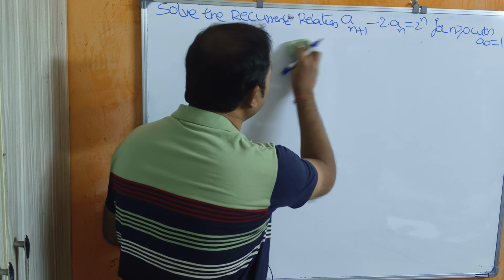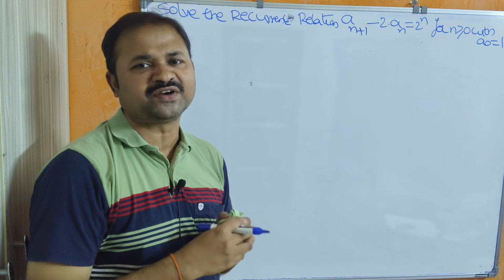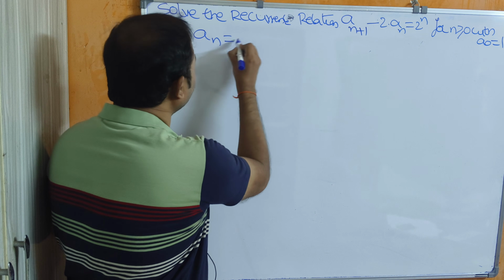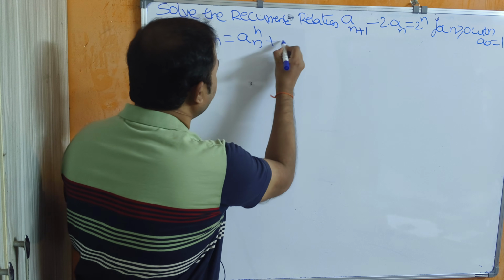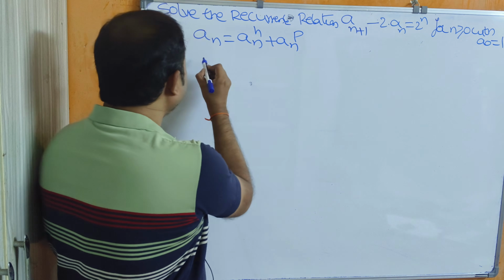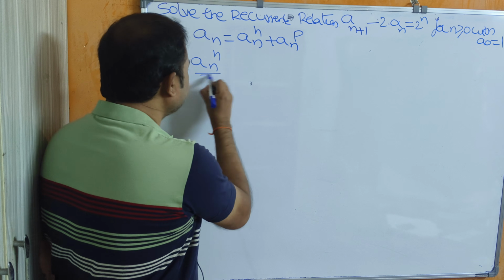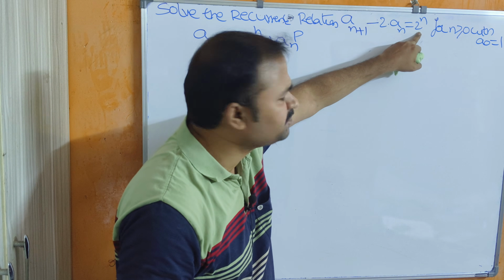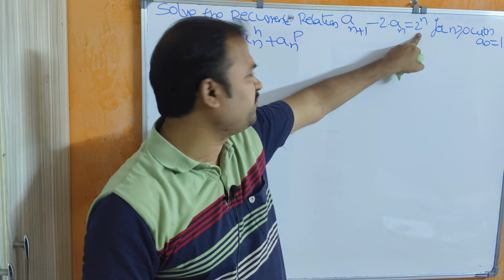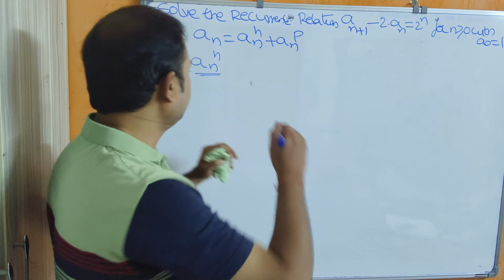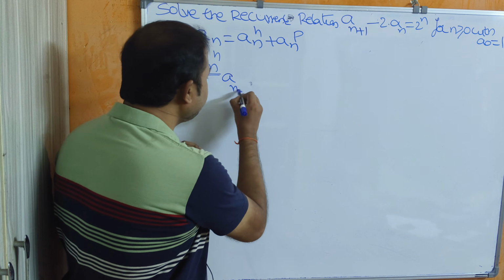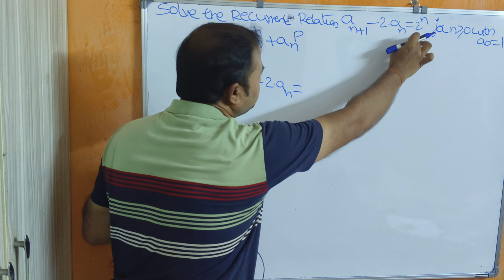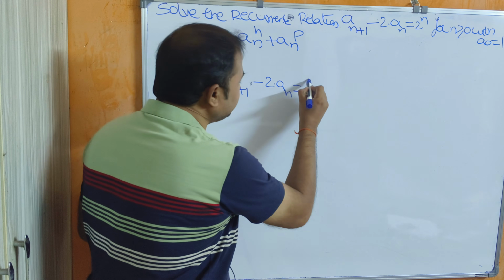We know how to calculate the general solution for the non-homogeneous recurrence relation. The formula is a_n = a_n^h + a_n^p. So h means homogeneous solution. First let us calculate a_n^h. For a_n^h, we simply substitute 0 in place of f(n), so this 2^n will become 0. So now the recurrence relation is a_(n+1) − 2a_n = 0. Why? Because it is a homogeneous recurrence relation.